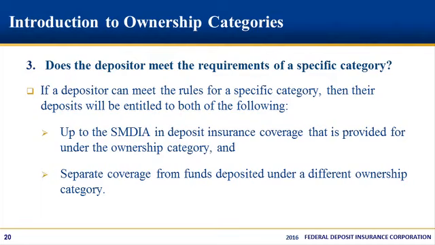Based on the category or categories they select, this raises the third question to explore. Does the depositor meet the requirements for the deposit insurance category they would like to use? In other words, just because an individual depositor would like to have deposit insurance coverage under each of the 6 categories available to individuals, it does not mean they can necessarily meet the requirements under each of the 6 categories. If a depositor can meet the rules of a particular category, then their deposits will be entitled to coverage up to the SMDIA.